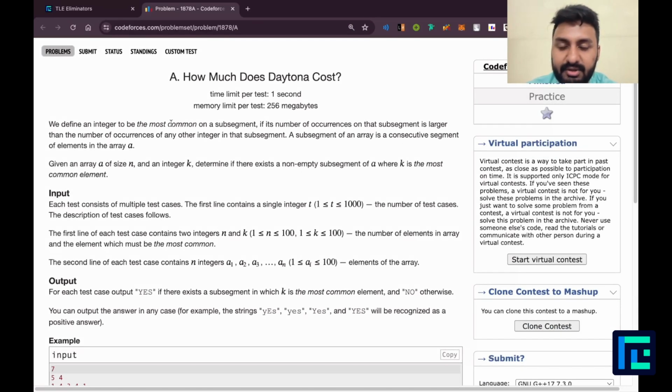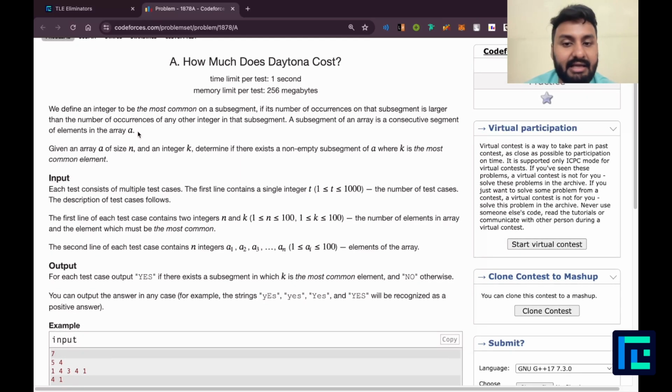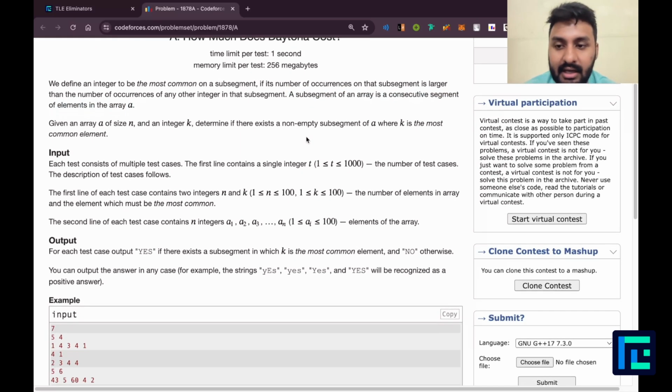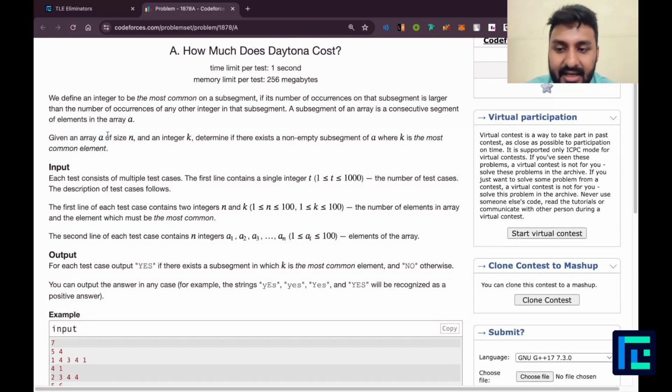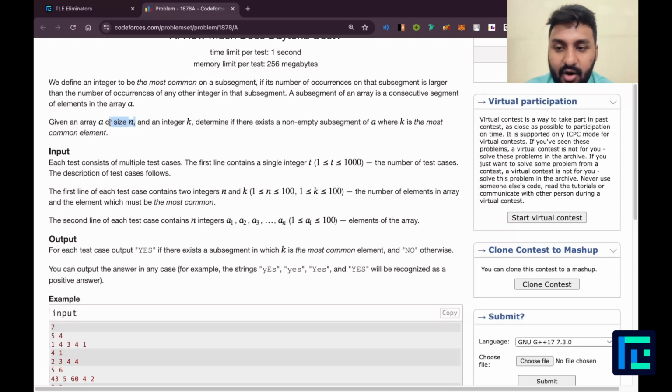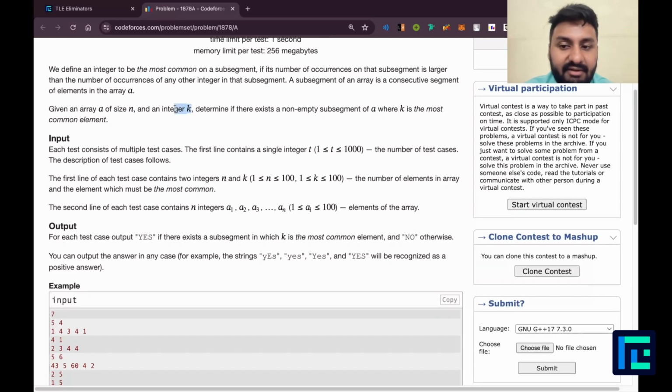We define an integer to be the most common on a subsegment if its number of occurrences on that subsegment is larger than the number of occurrences of any other integer in that subsegment. A subsegment of an array is a consecutive segment of elements in the array A. So we'll discuss what a subsegment means over here. And then what are they saying? They are saying, given an array A of size n, and you have been given an integer k, determine if there exists a non-empty subsegment of A where k is the most common element. Alright, so we have read the problem.